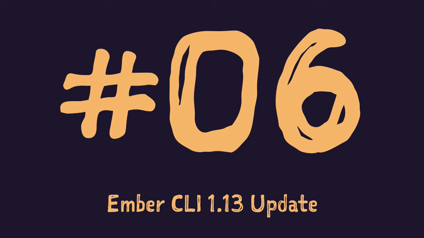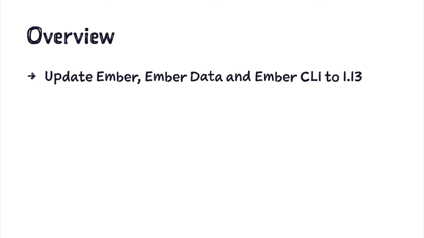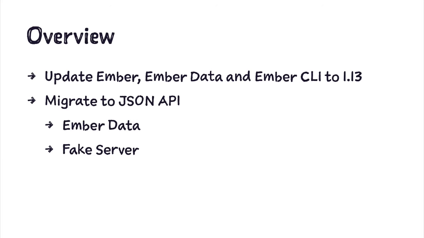Another excellent news is the next Ember release will be 2.0. Exciting times, right? So in this episode, we'll update everything to version 1.13. Then we'll migrate to JSON API. We'll set Ember Data to use the JSON API adapter, and we'll change our fake server to respond with proper JSON API. So, let's get started.